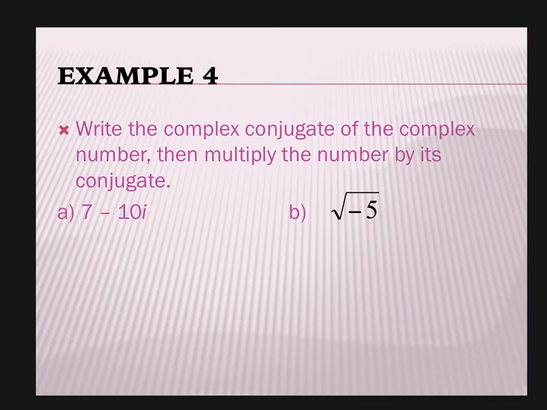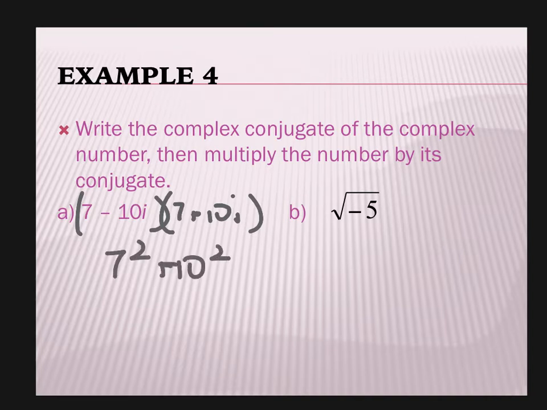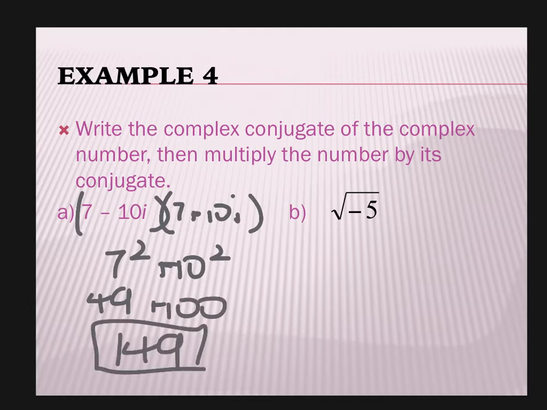So what would be the conjugate of 7 minus 10i? 7 plus 10i. And then if I multiply those together, I can FOIL it out. 49 plus 70i minus 70i minus 100i squared, or use the shortcut, which is 7 squared plus 10 squared. 49 plus 100, which is 149. So if you forget the shortcut, stick to the basics. Expand it and FOIL it.